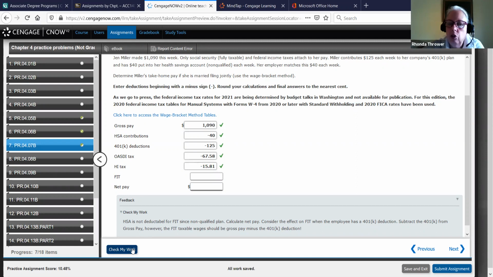And now here's your FIT. What's different about FIT is we don't go on the gross pay. What we're going to do is take the amount of the gross pay and deduct out what she paid in for the 401k plan, which was $125. The amount that is taxable is $965 for federal income taxes. So to find the amount, you're going to have to look it up on the wage bracket methods.